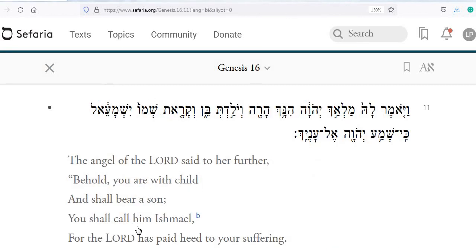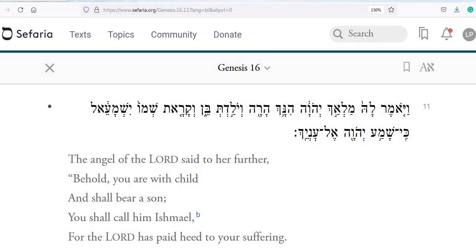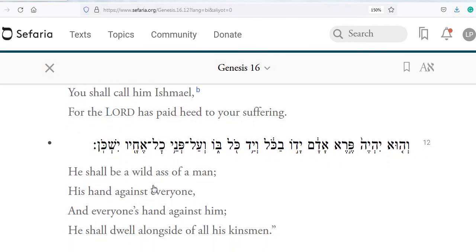You shall call him Ishmael, for the Lord has paid heed to your suffering. And here's the last verse. He shall be a wild ass of a man, his hand against everyone, and everyone's hand against him. He shall dwell alongside all his kinsmen. Here it's actually just a translation issue, because they're not sure how to translate this word. It only appears very seldom in the entire text, but it seems like a certain type of donkey that dwelled in the desert and was nomadic. It just stayed wherever, so it moved around a lot in the desert. He shall dwell alongside all his kinsmen.